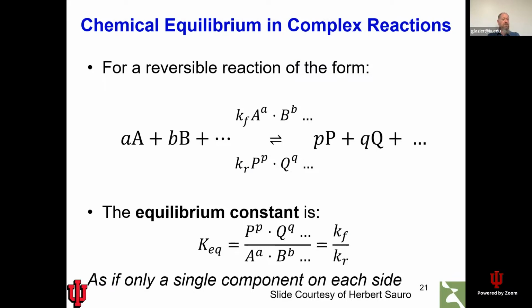What may be a little bit more surprising is that if I have a very complicated reaction, a molecules of A plus b molecules of B goes to p molecules of P plus q molecules of Q, dot, dot, dot, the equilibrium is still the same. The K equilibrium is P to the p times Q to the q times et cetera, on either side, and it's still just KF over KR. So this whole complex thing, from the point of view of equilibrium, behaves as if there's just a single component on either side.